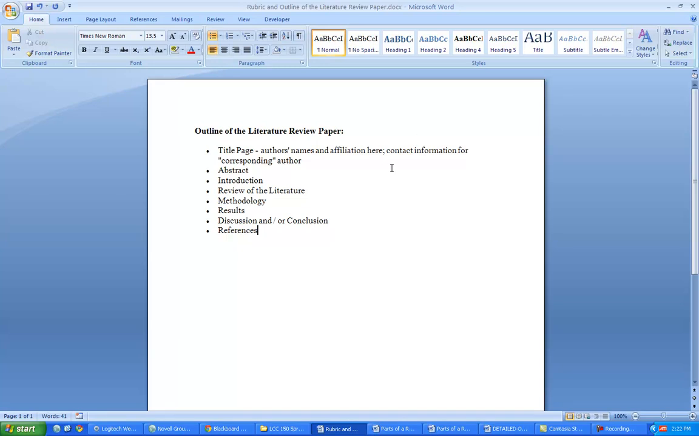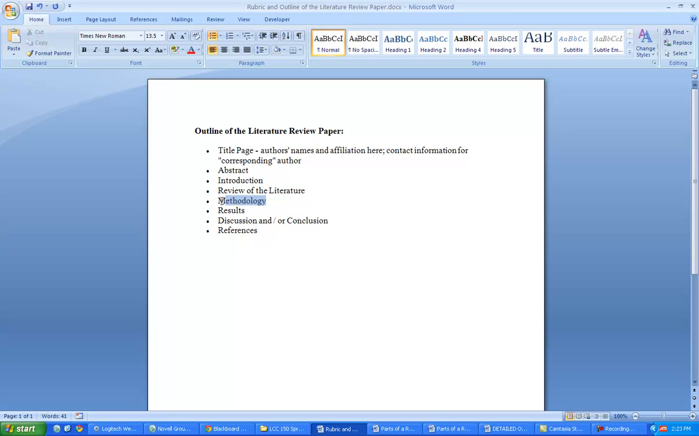So this is going to be for all things, but for the literature review paper there is a title page, an abstract. I'll go into details in a second. Introduction, review of literature. This is going to be a little different from the regular research paper. This is going to be one section. Your introduction contains all the review. This is when you talk about it.